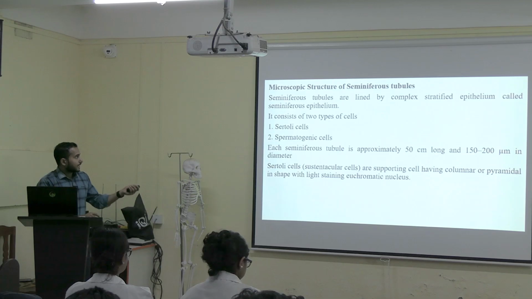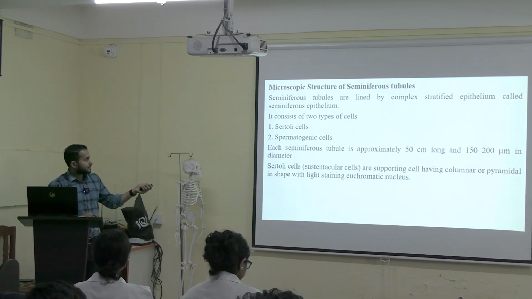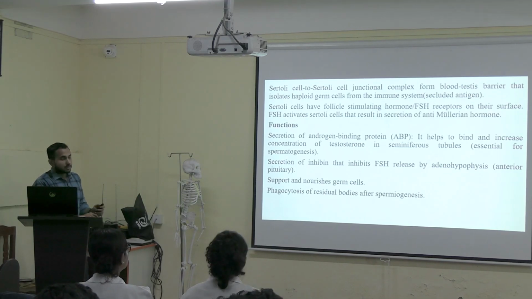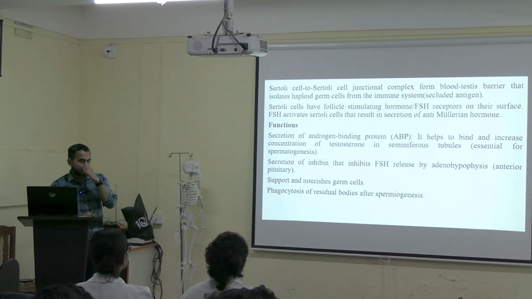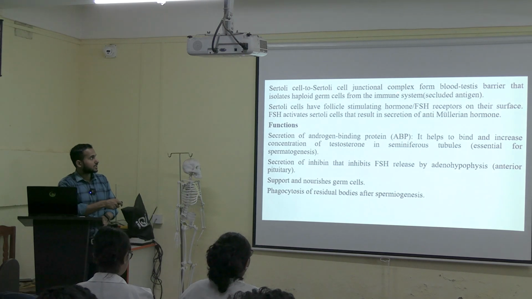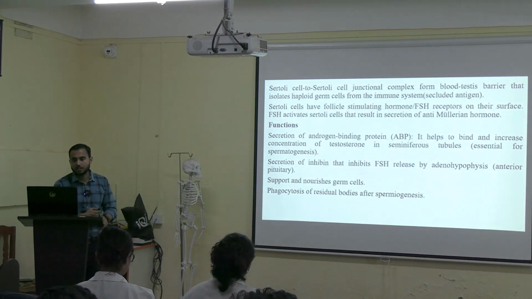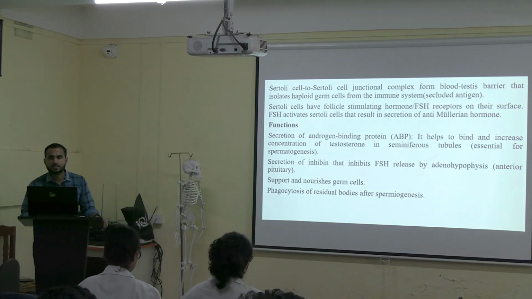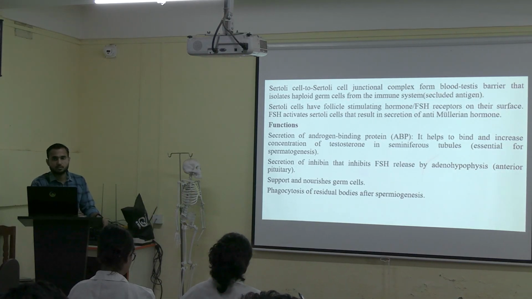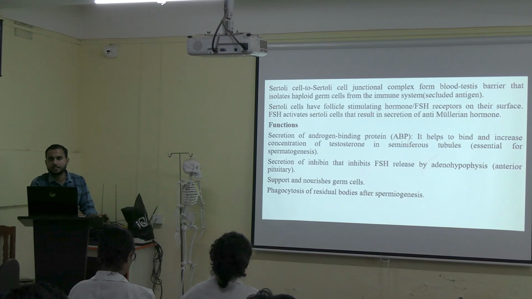Okay. Next, it consists of 2 types of cell, Sertoli and spermatogenic cell. Diameter already I have mentioned. Now, the Sertoli cell, you know, different functions are there. Among them, another important function is the cell-to-cell junction. Okay, and that junctional complex is forming the blood testis barrier. Now, the question is, what is the importance of this blood testis barrier? That isolates the haploid germ cell from the immune system, and this is called secluded antigen, or also called hidden antigen. So, the spermatogenic cells, whatever is present in our body, are hidden from the immune system.